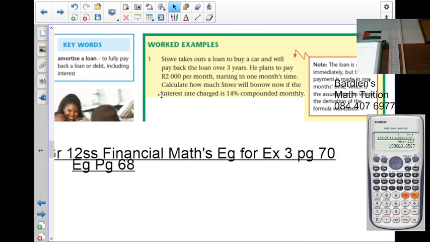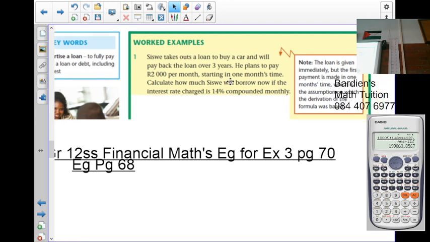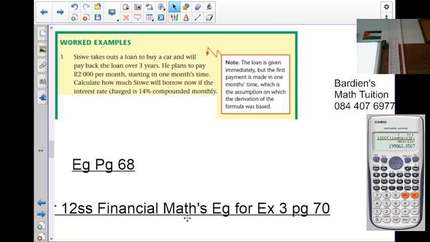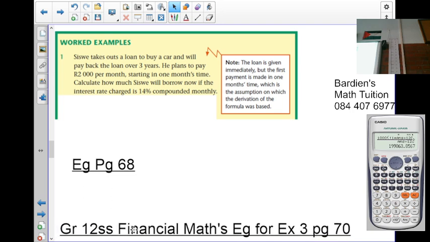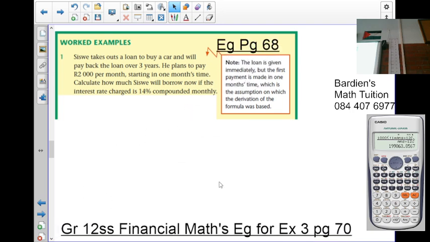Okay. We're looking at example 1. Before we go into example 1, to amortize a loan is to pay the loan back in full. Let's look at the first example, which is on page 68. We are told Caesar takes out a loan to buy a car and will pay back the loan over 3 years. He plans to pay 2,000 Rand per month starting in 1 month's time, so there's no variation in there. Calculate how much Caesar will borrow.